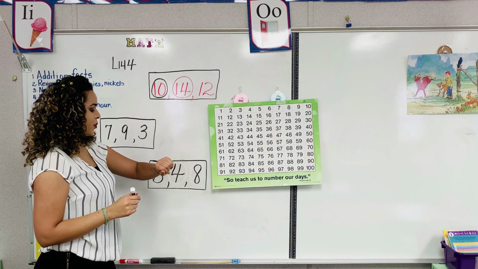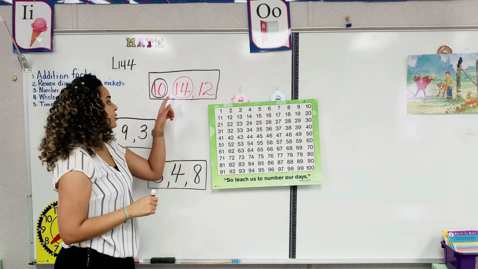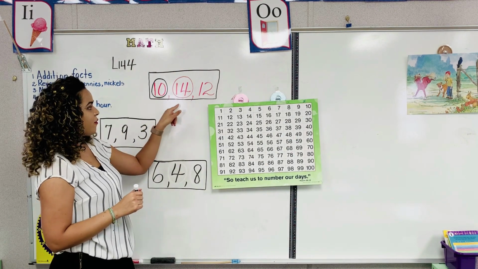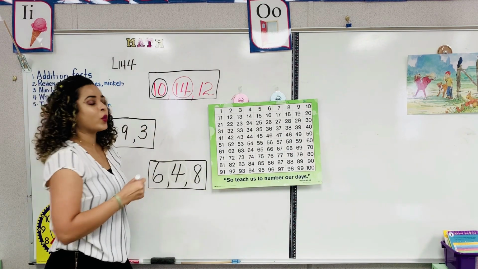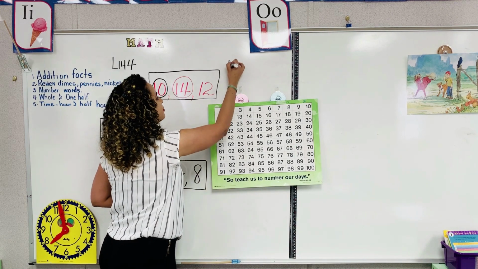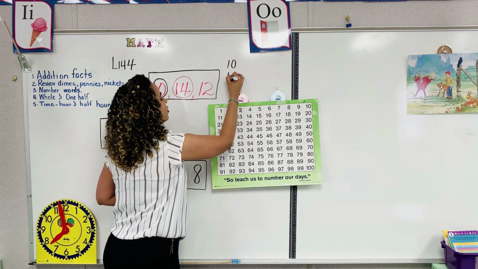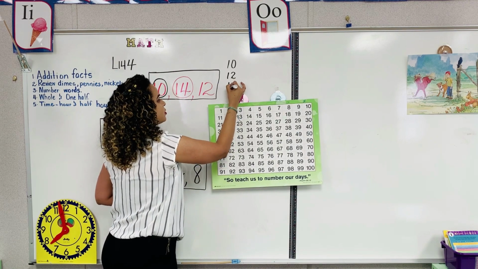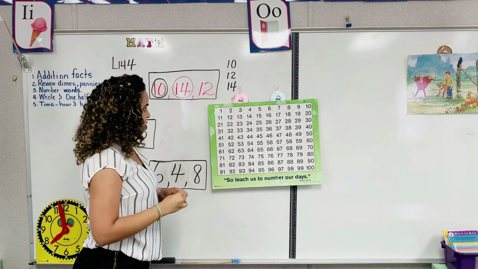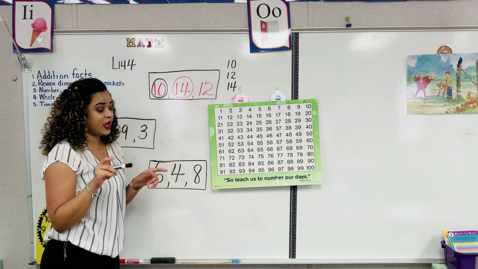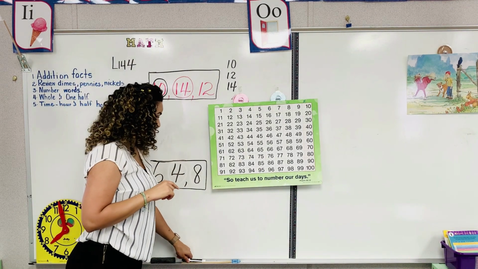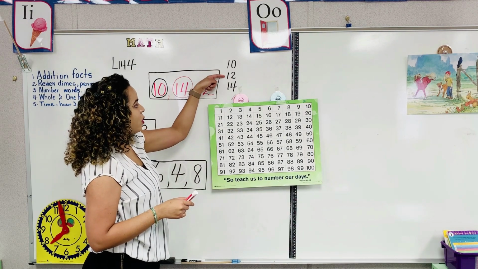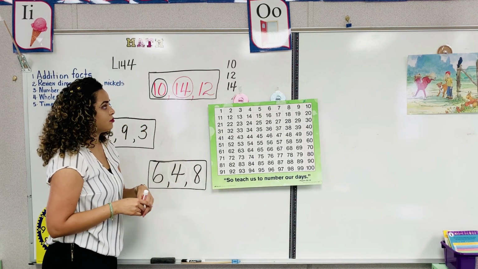If I look at these numbers, I can identify that they are counting by twos. Look at this. 10, 12, 14. Let's write it in order. 10, 12, 14. See that when we're counting by twos? We would start at 10, then go to 12, then on to 14.